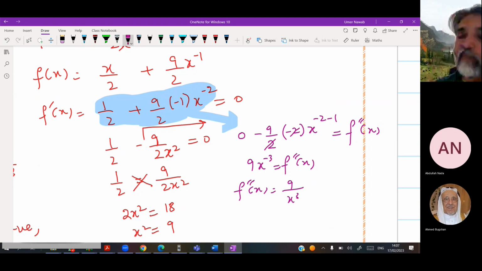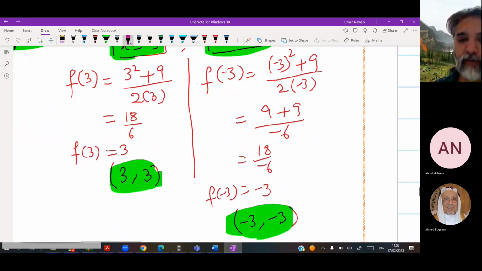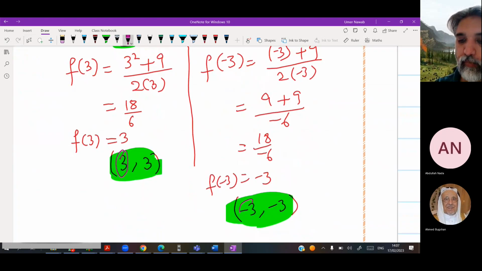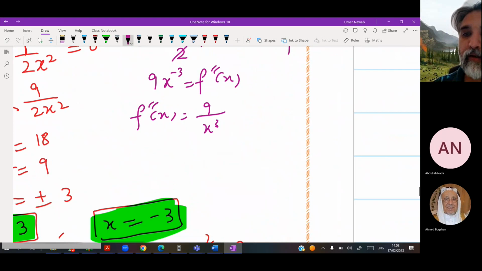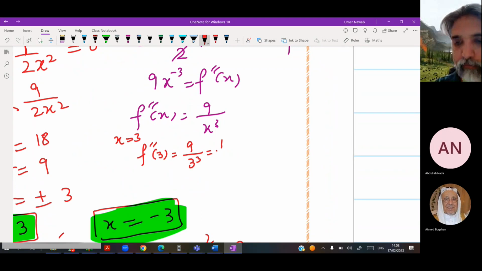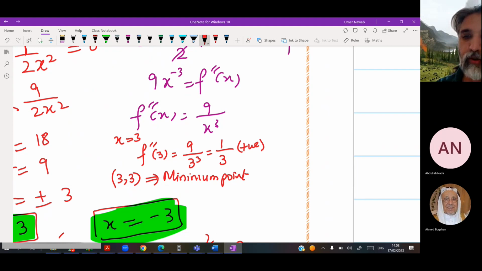Now step by step, substitute your two values of x, 3 and -3, into the second derivative. I'm going to plug in x equals 3 first. So f double dash of 3 is 9 over 3 raised to power 3, which gives you 1 over 3. It's a positive number, so it means 3 is my minimum point.